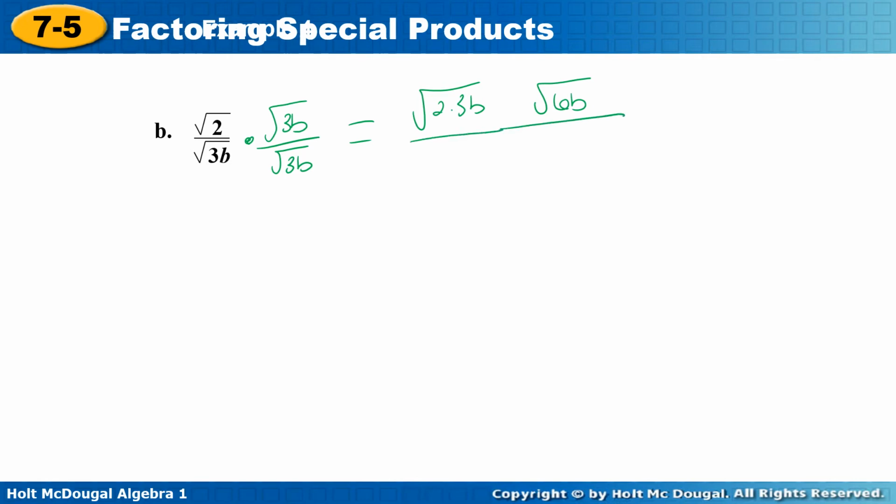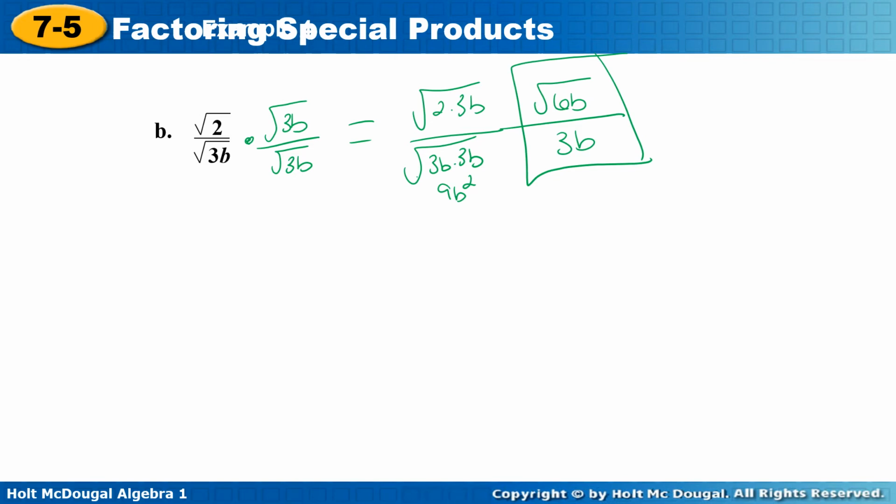Okay. All right, so the next one, this is not rationalized. So we're going to multiply by root 3b over root 3b. So the numerator becomes root 2 times 3b, or root 6b, over the square root of 3b times 3b, or 9b squared. And when I take the square root of 9b squared, I'm just left with 3b. And now I'm completely simplified.